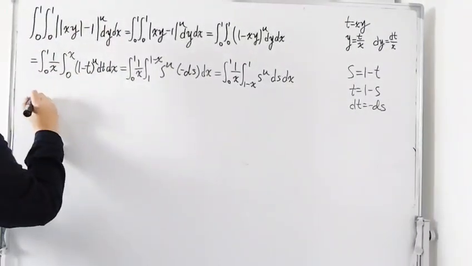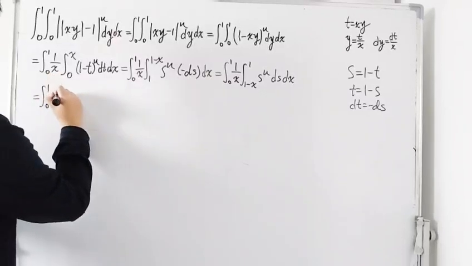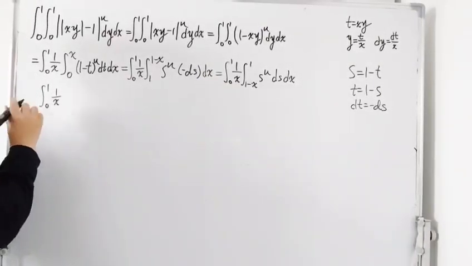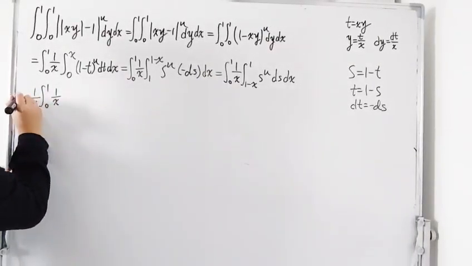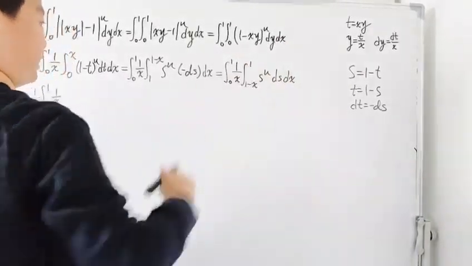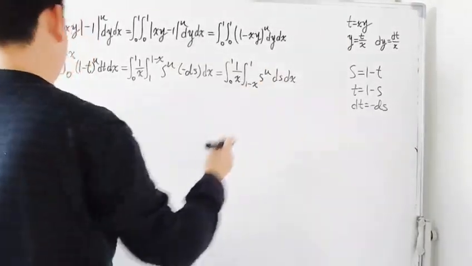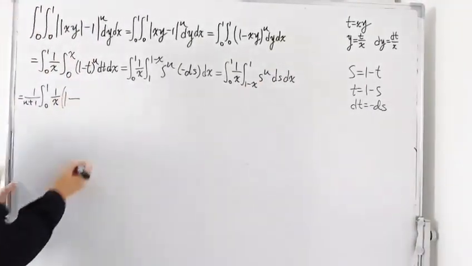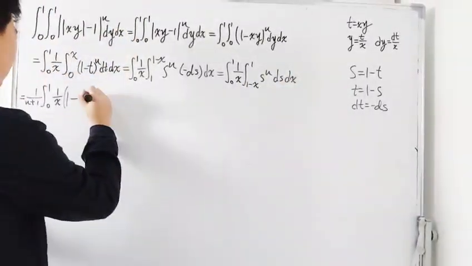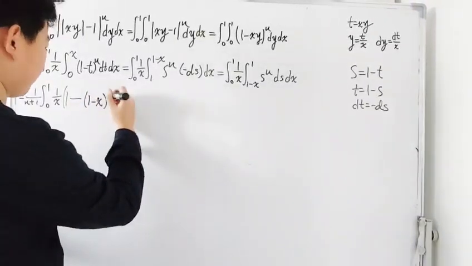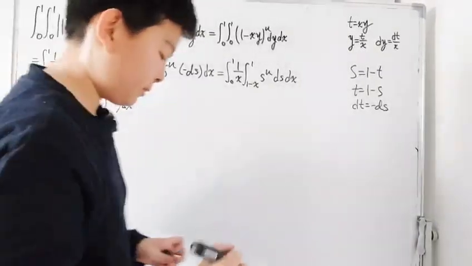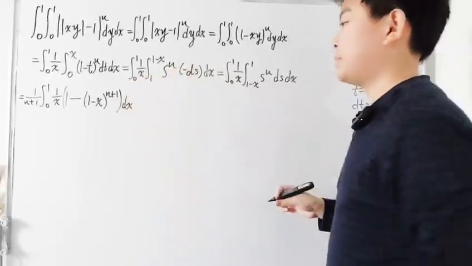So we have now the integral from 0 to 1, 1 over x. The antiderivative is going to be 1 over n plus 1, so we're actually going to drag that out to the outside, 1 over n plus 1. And then the rest is just s to the n plus 1 plugged in with these values. So first of all, it's going to be 1 to the n plus 1, which is going to be 1, minus 1 minus x to the n plus 1, dx. Alright, so we got rid of one integral.